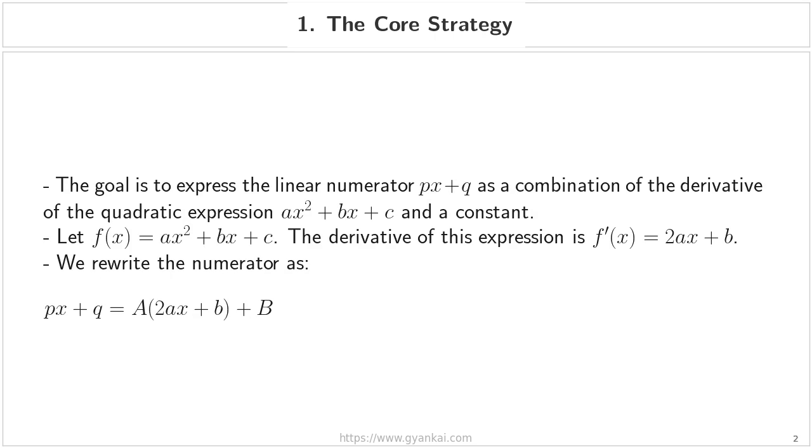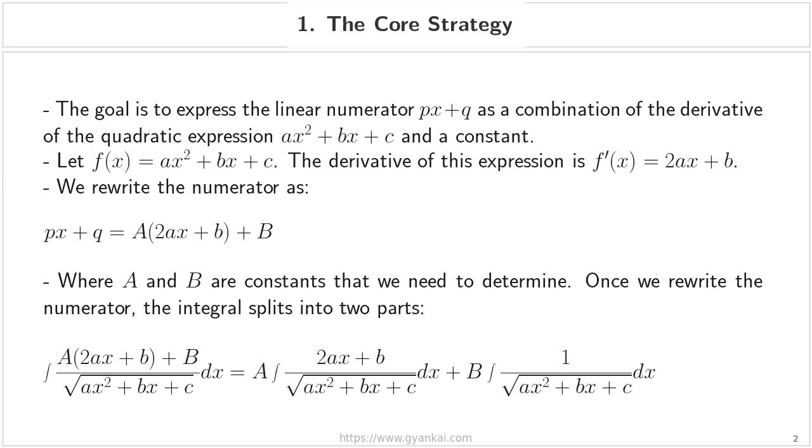Now here's the key step. We want to express px plus q in the following form: px plus q equals A times 2x plus b, plus B. A and B are constants, meaning they're just numbers that we need to figure out. What we're doing is essentially saying, can we find values for A and B that allow us to rewrite px plus q using the derivative of our quadratic and a constant? If we can, it unlocks the solution.